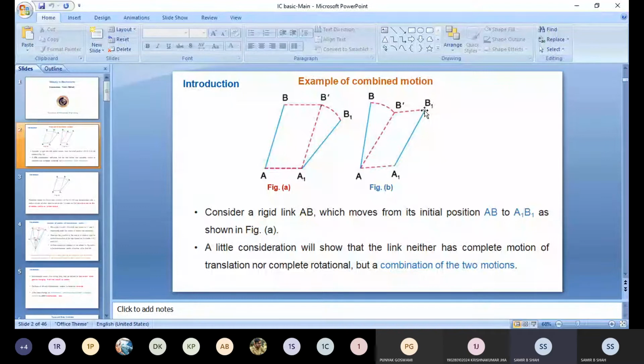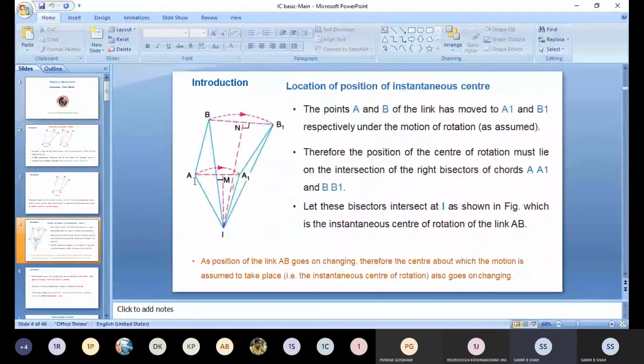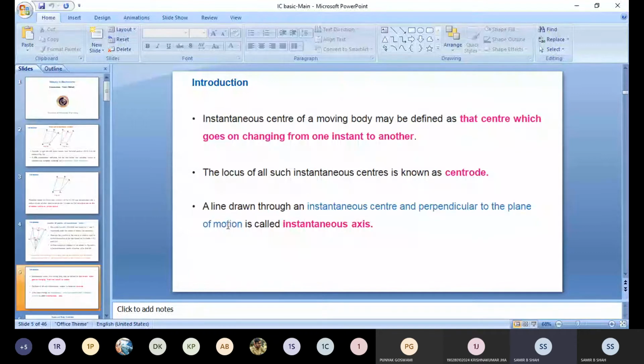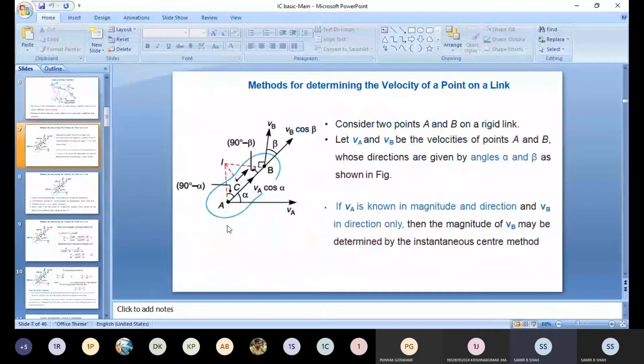If that kind of thing is there, and we have to find the velocity, then we have to use the instantaneous center method. At that time, we discussed what is the centroid, what is the axode, what is the instantaneous center method, and the basics regarding the body centrode and space centrode.